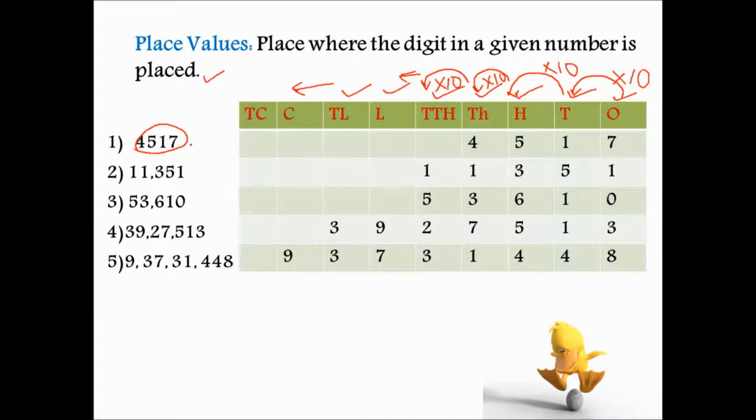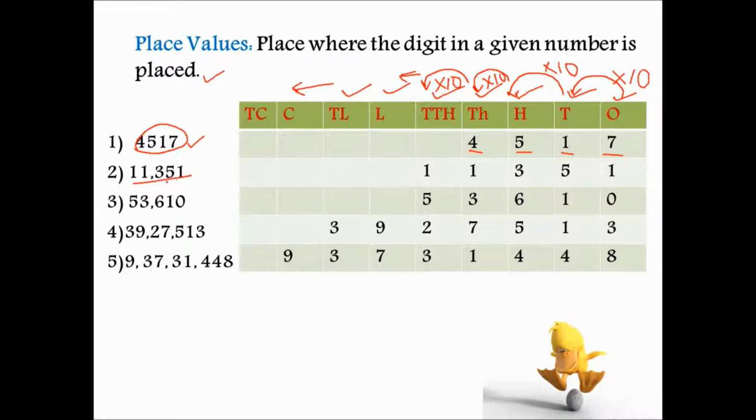So, when we consider the number 4517, how do we place these digits? Let us see. 7 is in its ones position, so 7 will be placed in the ones place. 1 will be positioned in the tens place. 5 is in the hundreds place, and 4 is in the thousands place, because the number is 4517.